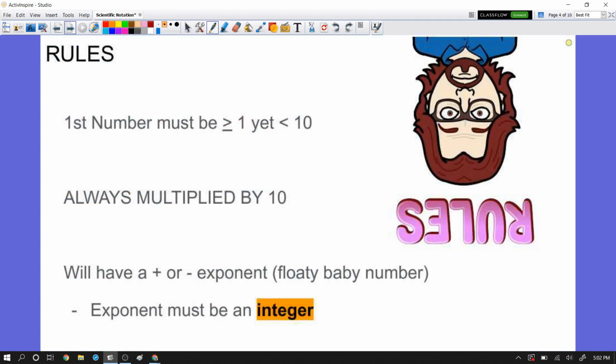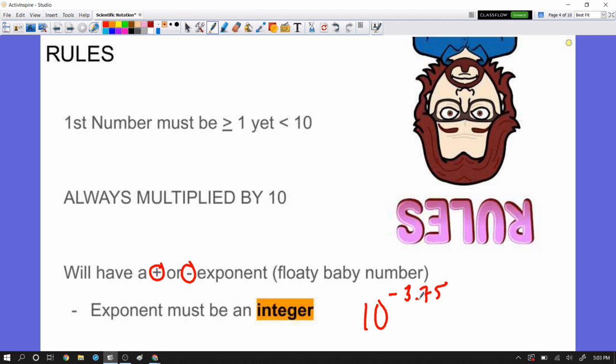So here's the rules, and these are the things you're going to have to go over. First number must be greater than or equal to 1, yet less than 10. Easy to do. Always multiplied by 10. Base of 10. Easy to do. You'll have either a positive or a negative exponent, and that'll tell you if you have a big number or a small number. An exponent must be an integer, so you couldn't have like 10 to the negative 3.75, all right? Now, this is where the rational numbers vocabulary comes in, and we know an integer is any whole number, positive and negative, including 0.